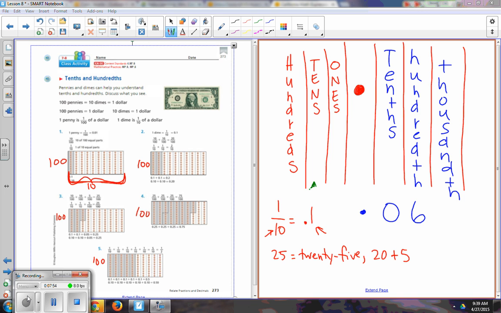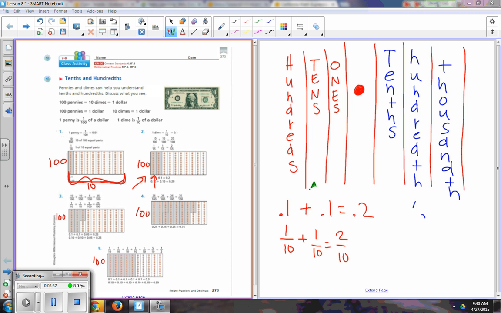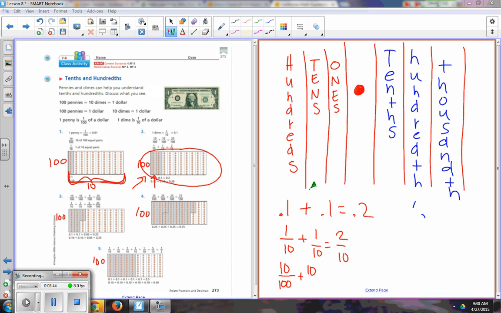Good job. Now, when I move to this next picture, I have 2/10 filled in. So I have 0.1 plus 0.1 equals 0.2, or I have 1/10 plus 1/10 equals 2/10. But if I'm looking at just this row, I'm looking at tenths. But if I'm looking at the whole thing, what do I have? 10 hundredths plus 10 hundredths equals 20 hundredths.